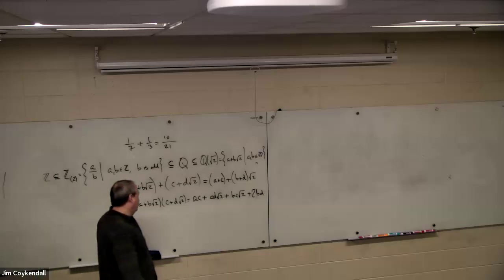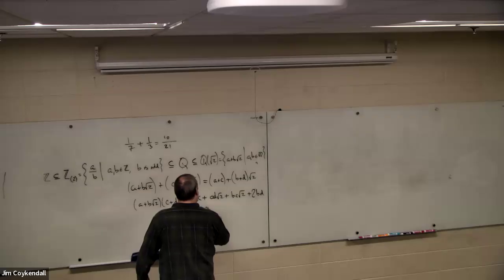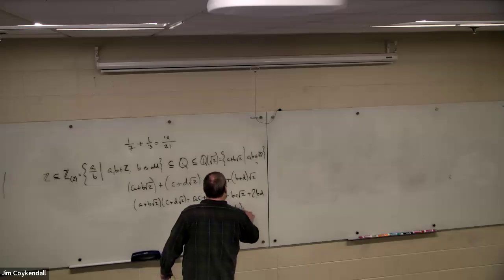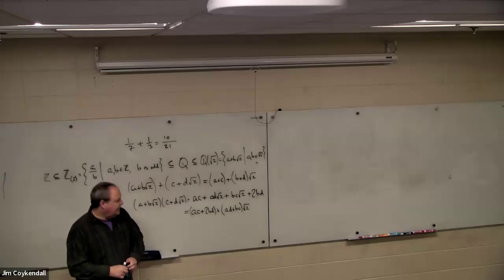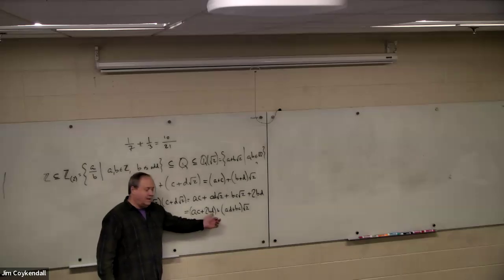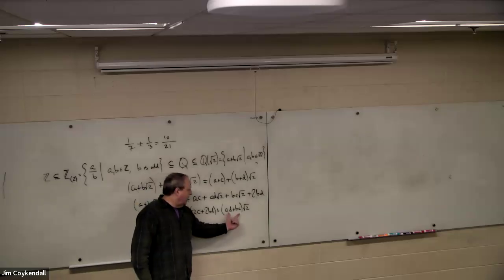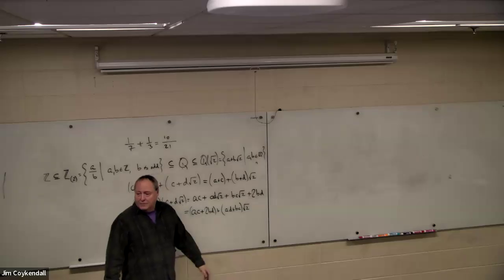Now let's group this again. This is AC plus 2BD plus (AD plus BC) radical two. Notice that's still in because A, C, B, D and 2 are all rational numbers. So this mess right here is just a big fat rational number, and this is a rational number. So it's still in there. It's a rational number plus a rational number times radical two.